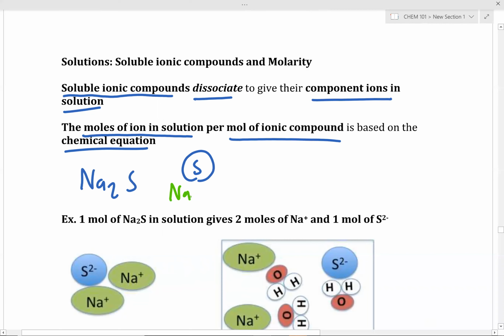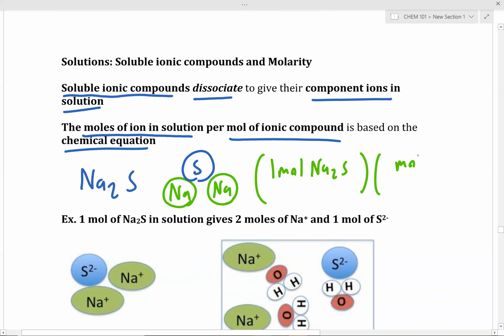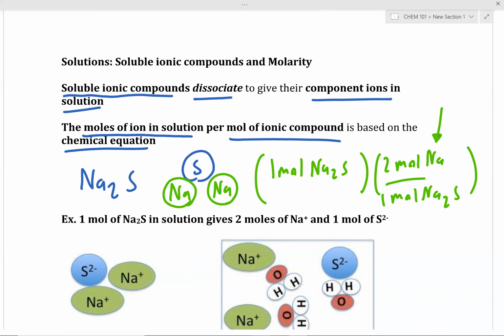We have our 2 sodium ions. So my question to all of you, if we have 1 mole of sodium sulfide, how many moles of sodium do we have per mole of sodium sulfide? 2. Where does this ratio come from? What do we call this ratio that we've used time and time again? Not quite the empirical formula, but it's a ratio based on the formula, so it's the formula ratio.